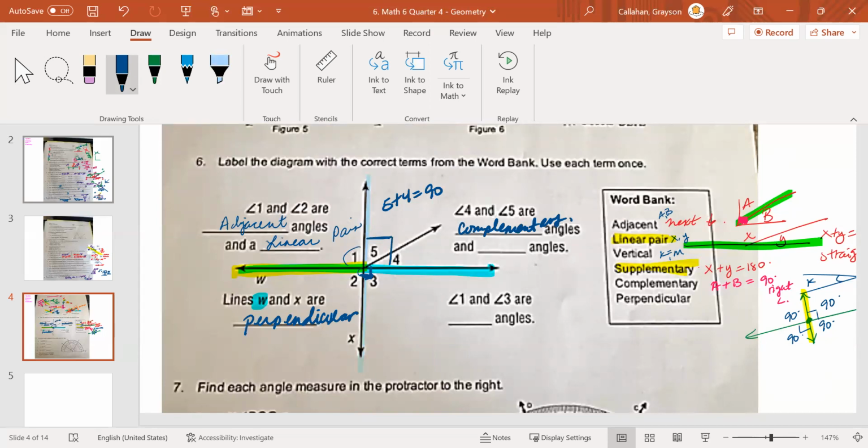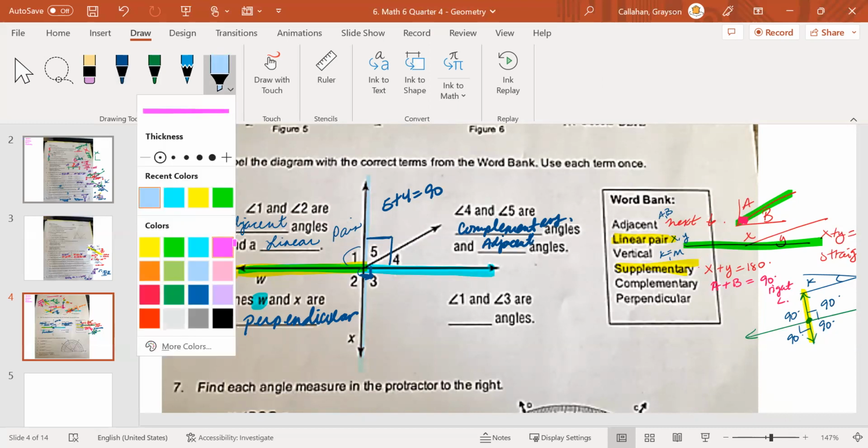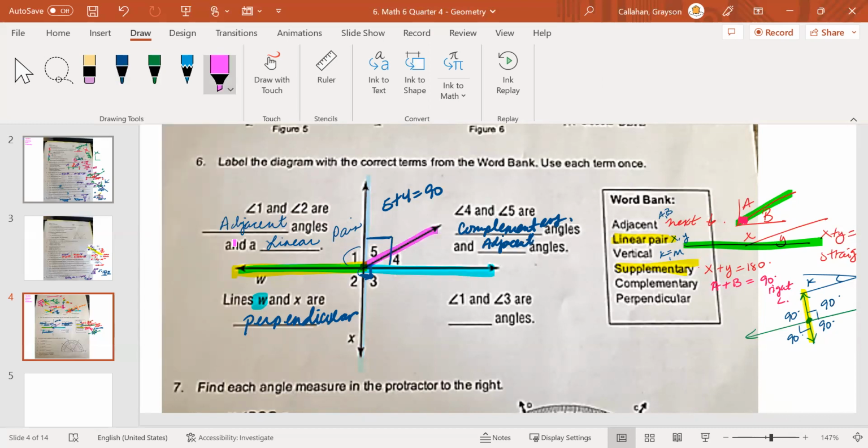Complementary angles, which means they add up to 90 degrees. Angles 4 and 5 are complementary angles, and I guess you can say that they're adjacent. That's the only other word I can think of. The only reason for that is because they share this line right there, even though we've already used it. I'm assuming you can use the term, well, it says use it only once.